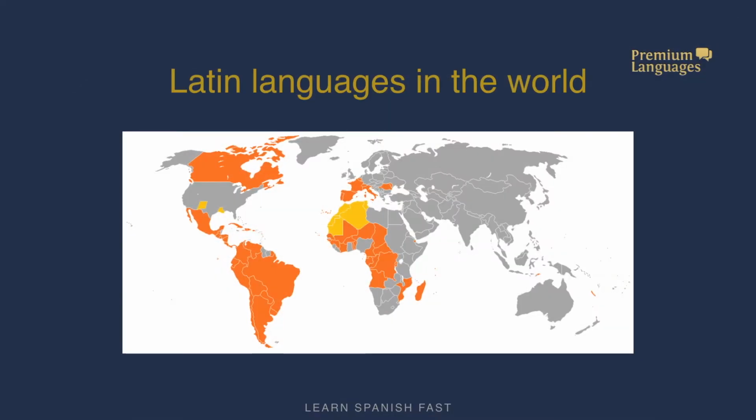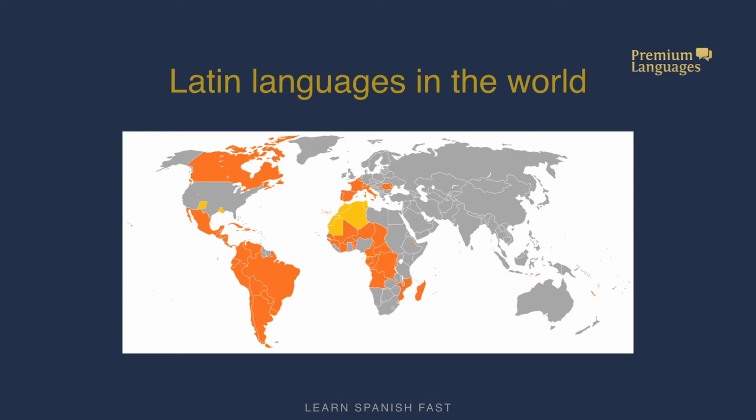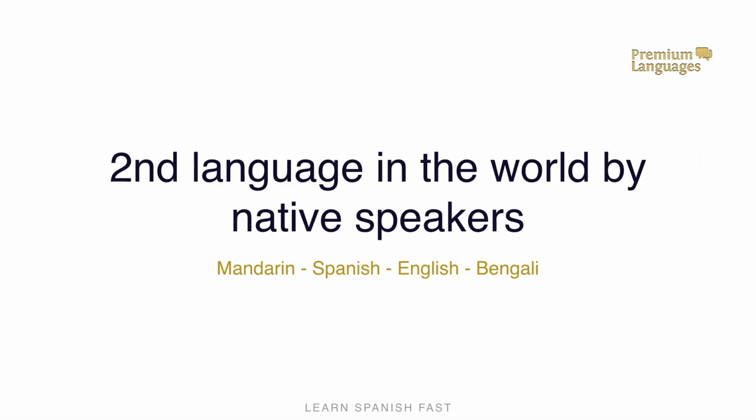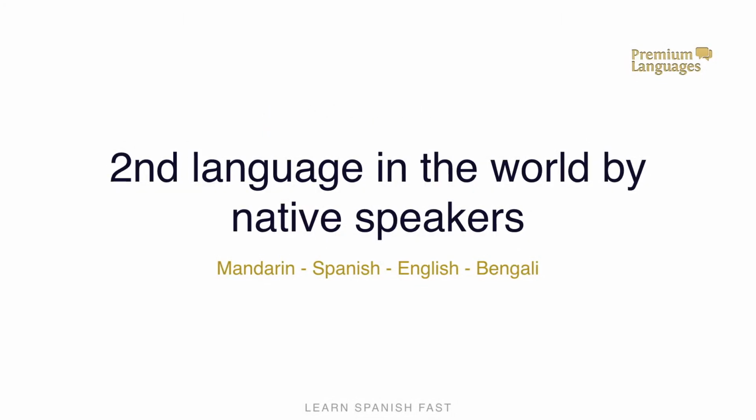In this map, we can see the countries where Latin language is widely spoken, or at least it is recognized as an official language. Interestingly, Spanish is by far the most widely spoken of the Latin languages. So much so that if we consider the number of native speakers, it is the second most spoken language in the world, and only behind Mandarin.